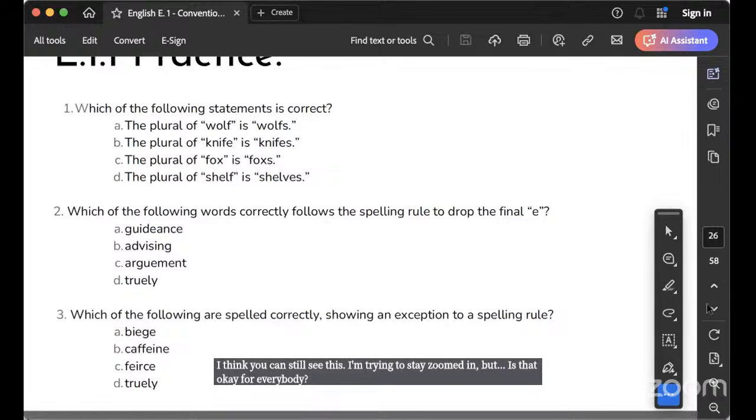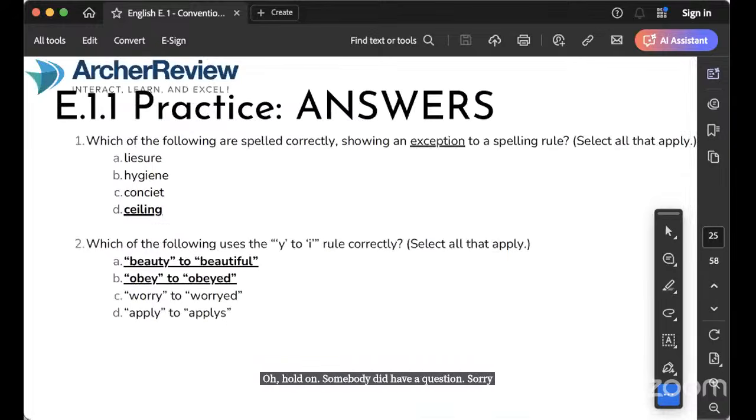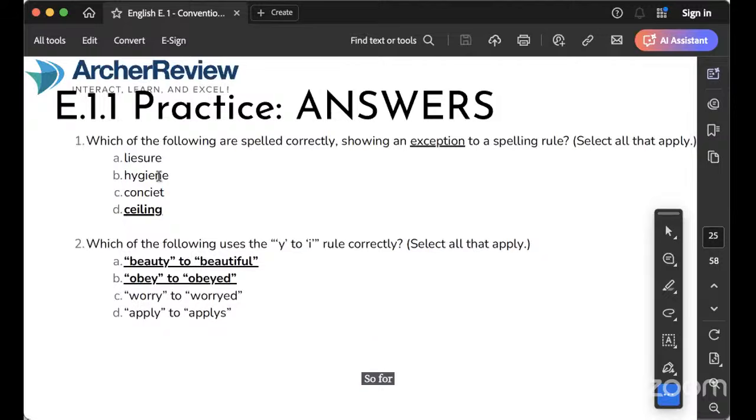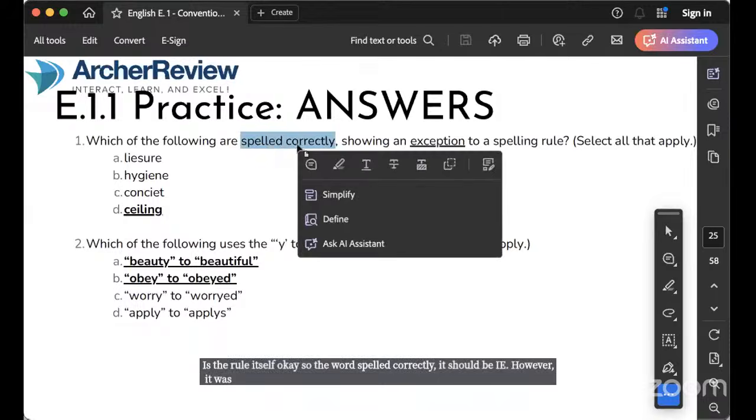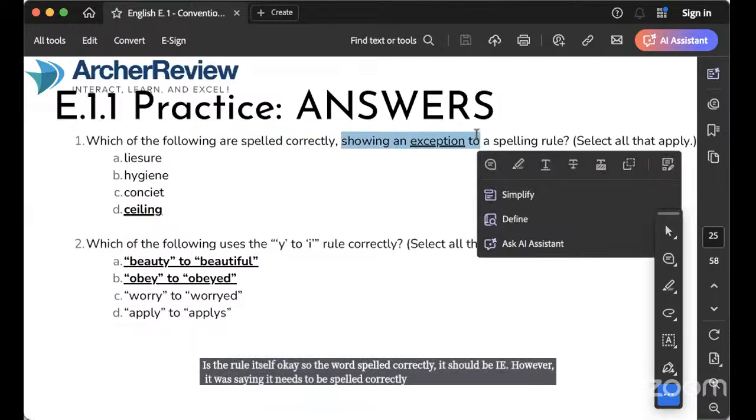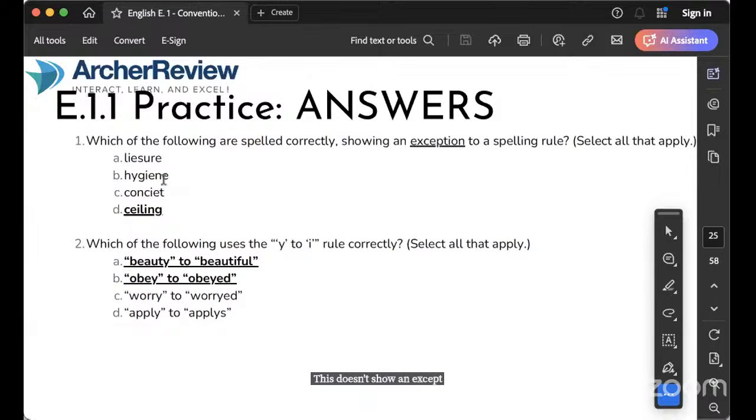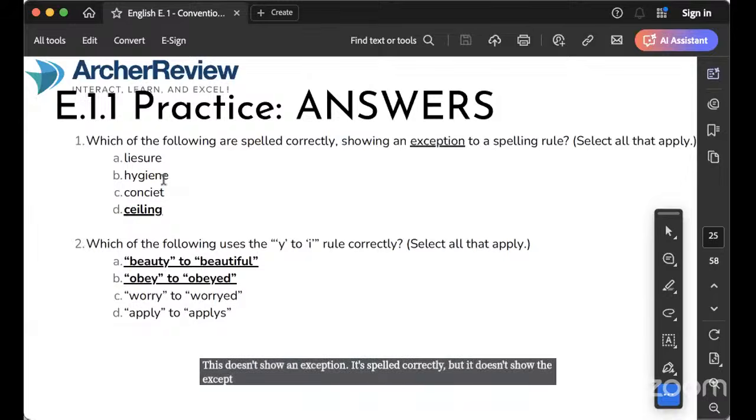Oh, hold on. Somebody did have a question. Sorry, I didn't see it in the other chat box. So for number 1, why was B not correct? I before E is the rule itself. Okay, so the word's spelled correctly. It should be IE. However, it was saying it needs to be spelled correctly and it needs to show an exception. This doesn't show an exception. It's spelled correctly, but it doesn't show the exception. It follows the rule I before E.